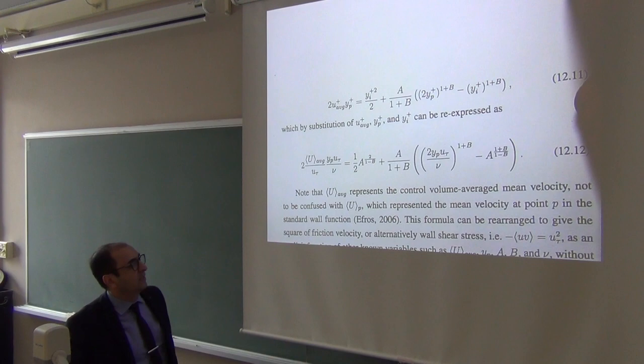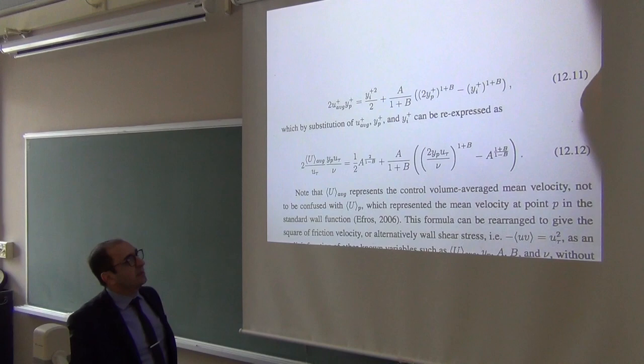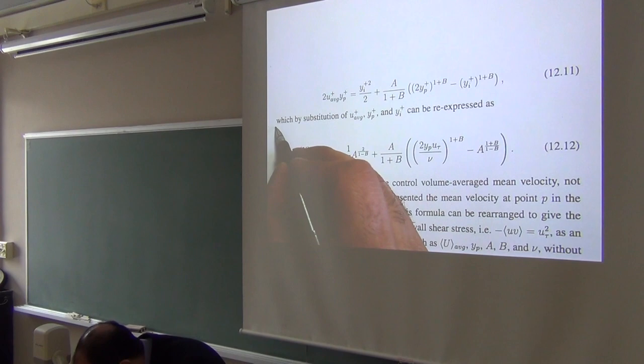And some differential equations. So by substitution, I can find the average velocity. So remember, u plus already contained the information about average.